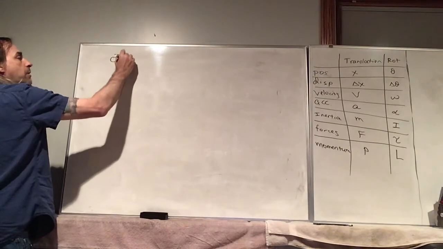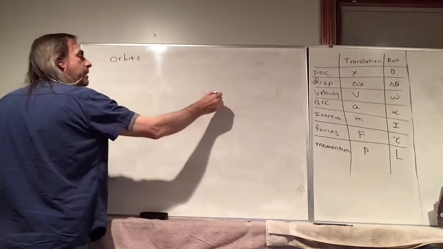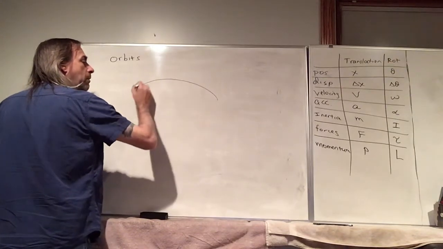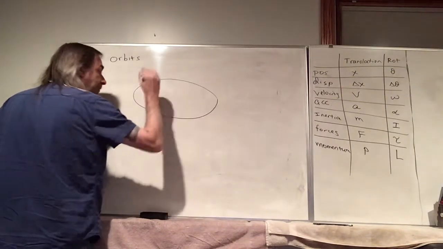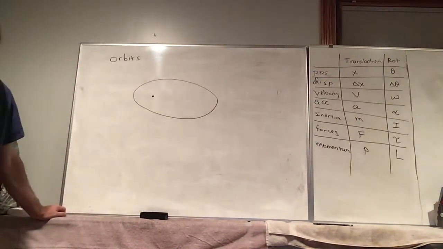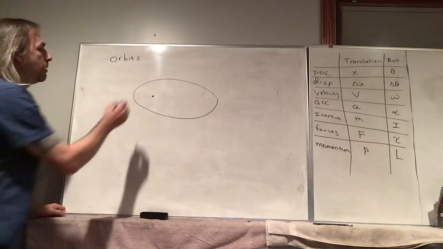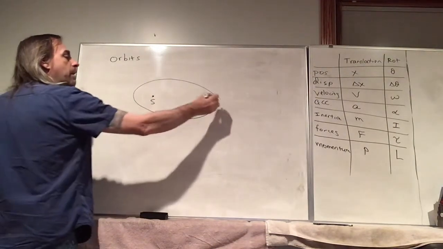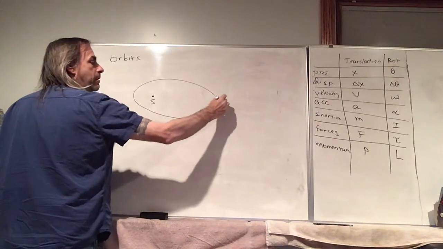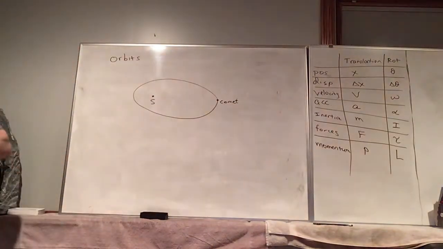So we know about circular orbits, but more realistically, orbits are elliptical. This is a massive exaggeration of an ellipse or an orbit, at least for planets. There could be objects in the solar system that orbit like this. But say this is the sun, and say this is maybe a comet or something. Planetary orbits are much more circular.